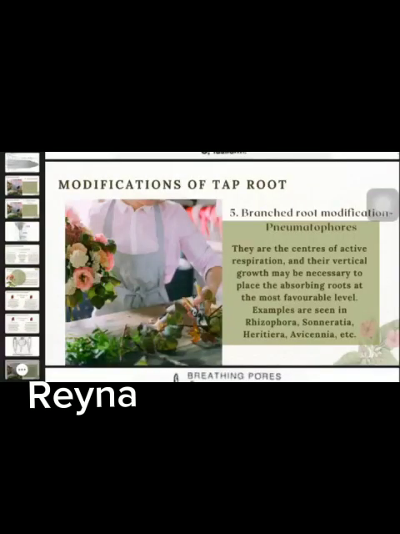Also, we have branch root modification, pneumatophores. These are the centers of active respiration, and their vertical growth may be necessary to place the absorbing roots at the most favorable level. Examples are seen in these places.